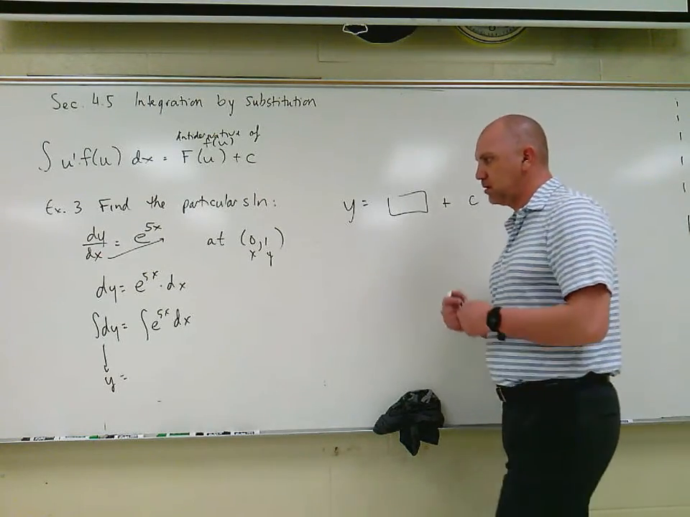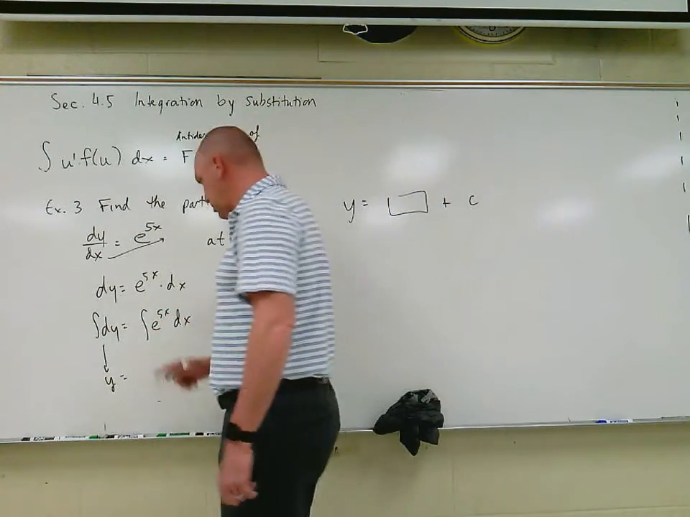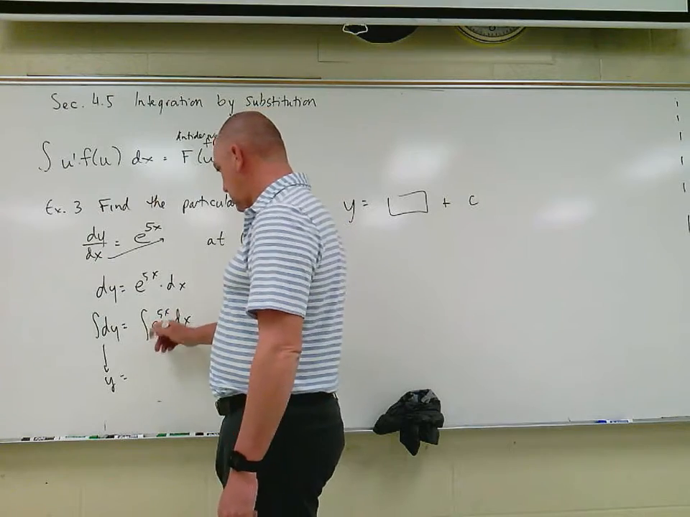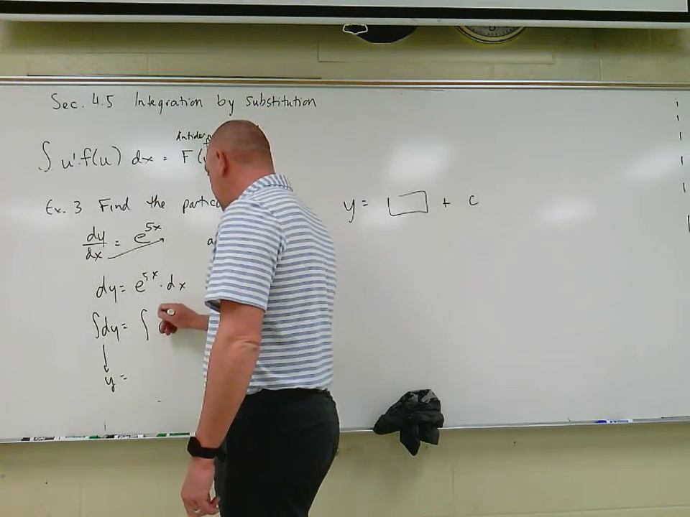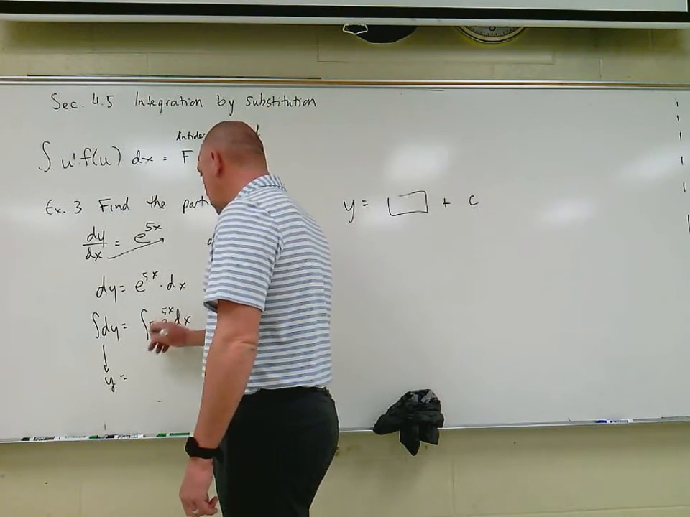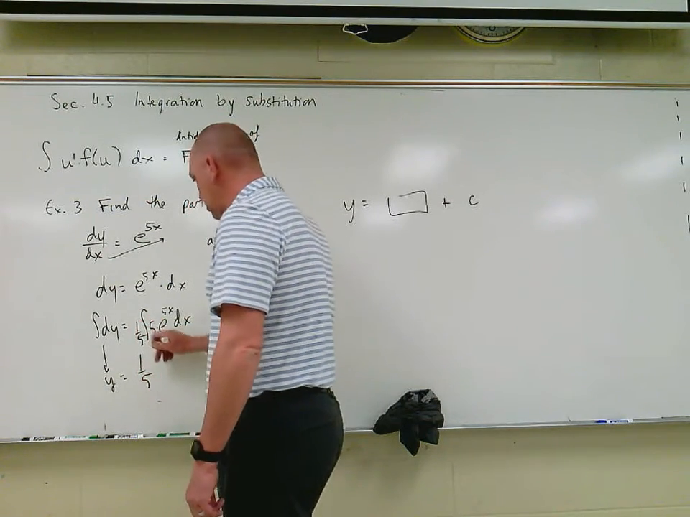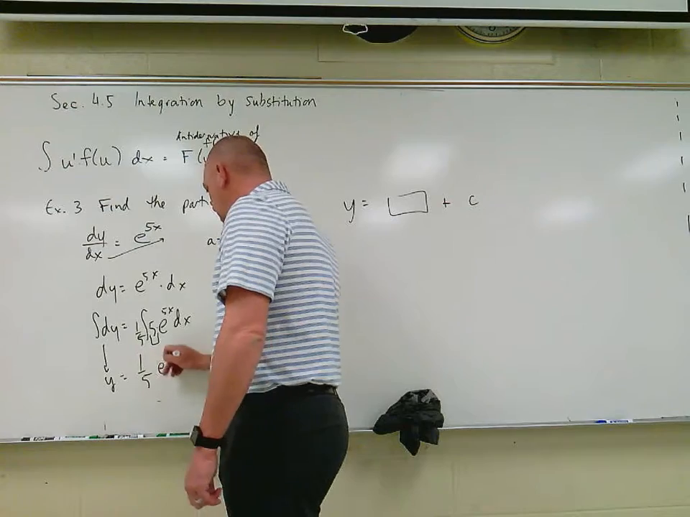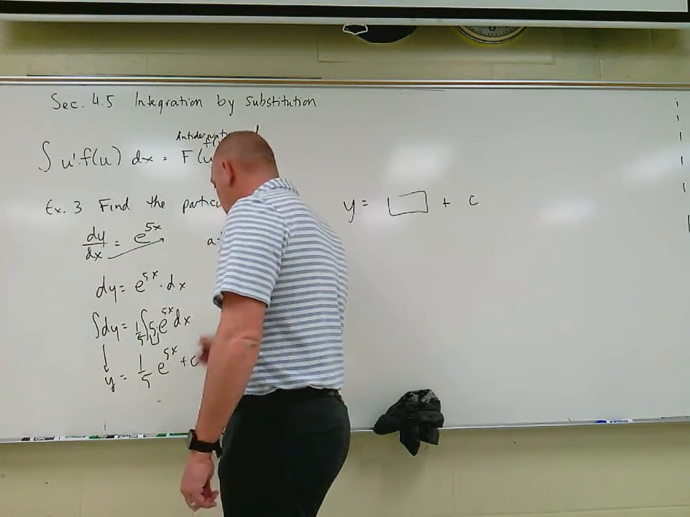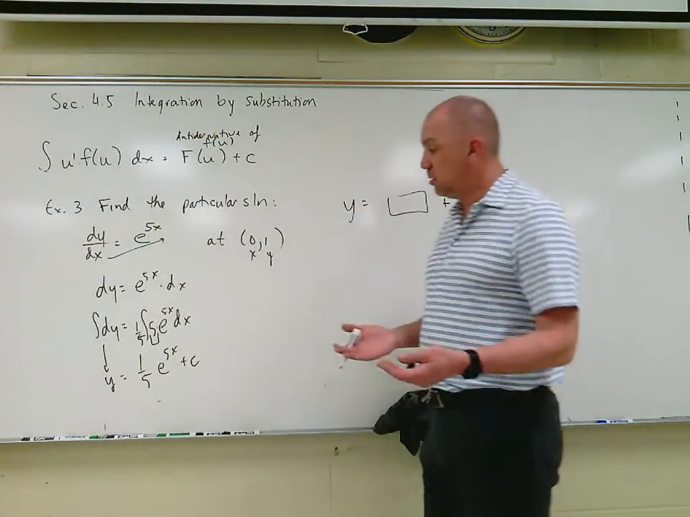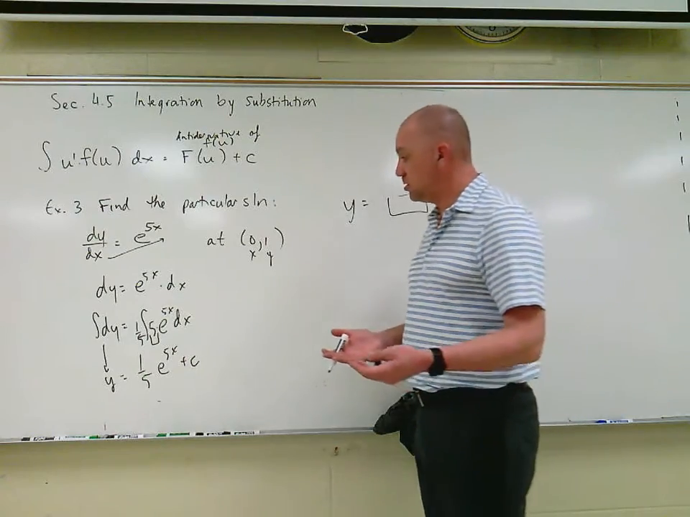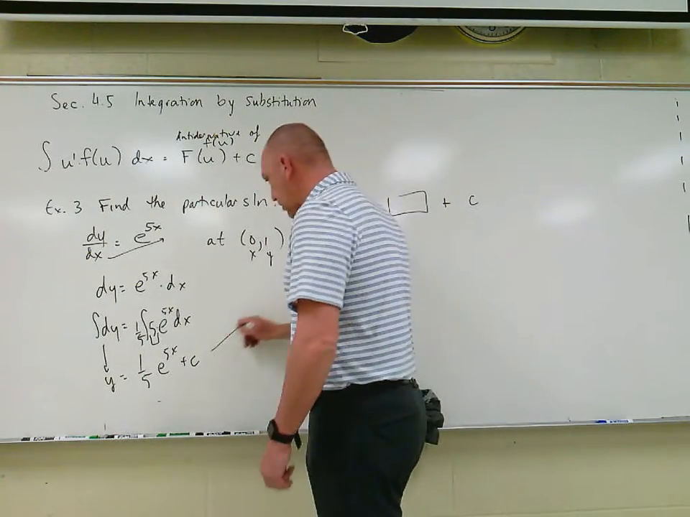So what are we missing? What needs to be in front of this? A 5. So we need a 5. We put a 5, but we also put what in front? 1/5. So that 1/5 is part of our answer. This 5 disappears, and then it's just e to the 5x plus c. And then from here it becomes a fairly simple problem, because now I just have to solve for c.